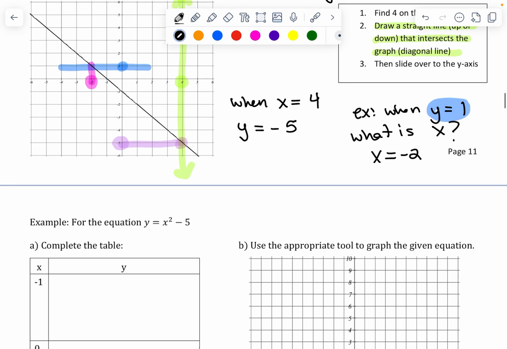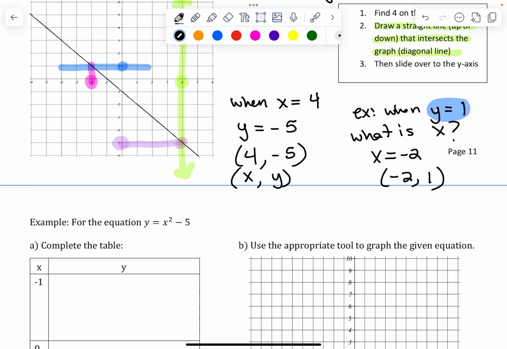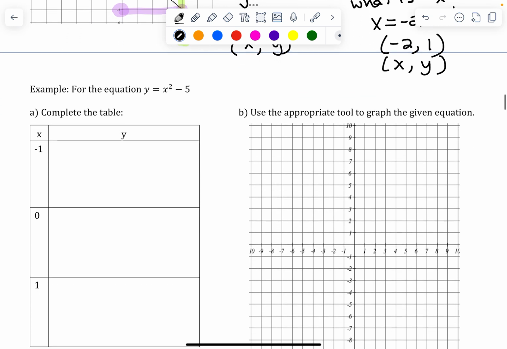So both of these could be written as an ordered pair. The x is first, the y is second. So we would get (4, -5), and this one would be (-2, 1). We always want the x first and the y second.